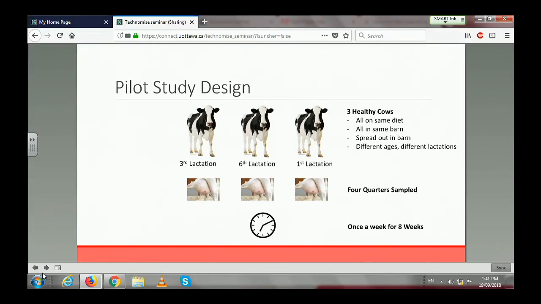Now, the cows weren't perfect replicates of each other. One was an old girl and one was a young girl, but they were all spread out in the same barn. My barn has 80 cows in it, so you can spread 3 cows out among that barn pretty well and get a good distribution.